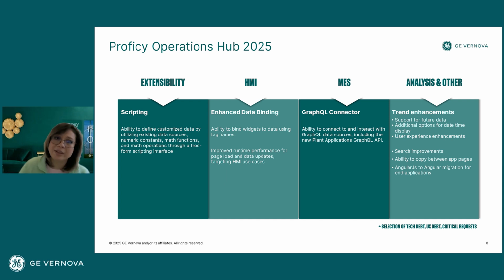And then finally, there's another column there of other things we've supported. Trend remains a large focus for us. You'll see here that we have enhancements around being able to view future data, which is coming out in support of Proficy Historian. So in Proficy Historian, you can now have future data, and in Operations Hub, you can now trend that data. You have additional options for date time display. So you can format the date time in a way that is useful to your users.